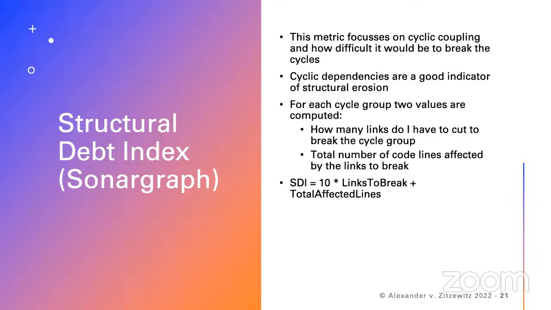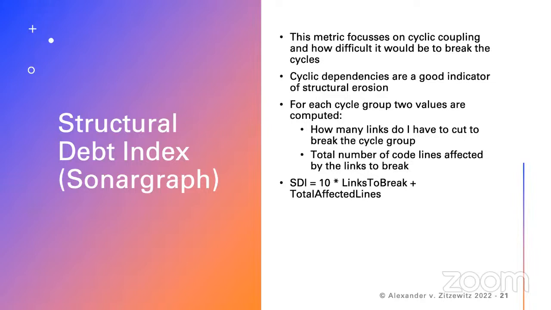Why do we have that special factor in there? Because for each link, you need to figure out, how do I break this link? Do I introduce an interface? Do I move classes around? There are different ways to break links. So that takes you a little time. That's why we put a weight on that. Then, of course, we add the total affected lines of everything, and we get structural depth index.